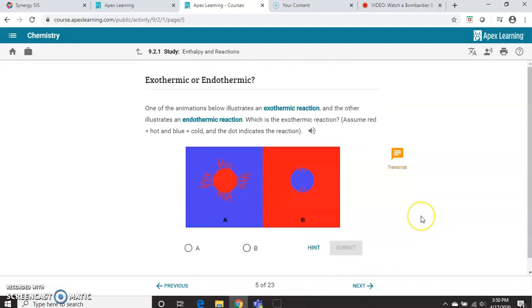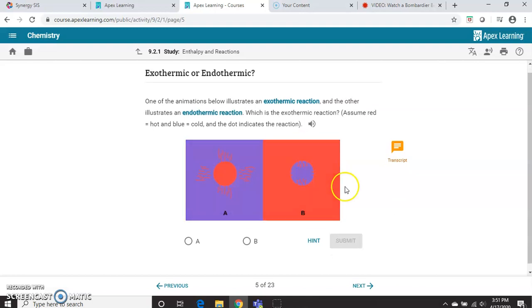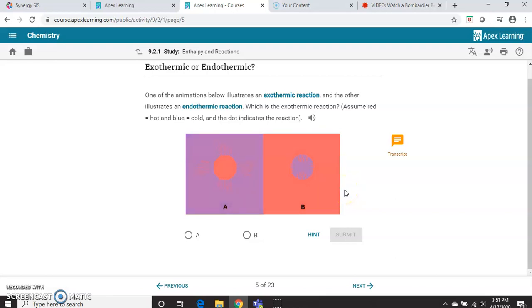So they're also showing you a different way of looking at this. The red is the hot color. So the red heat is going out, it's exiting, and the blue is the cold, and in this blue, the heat is coming in, I believe. So the one that's exothermic is giving off the heat, which is A.